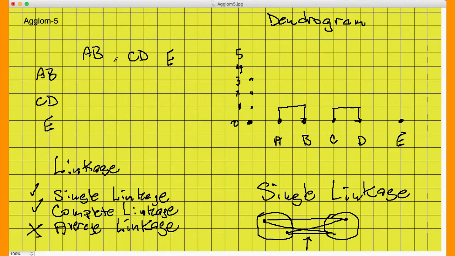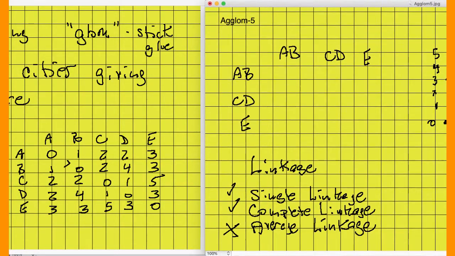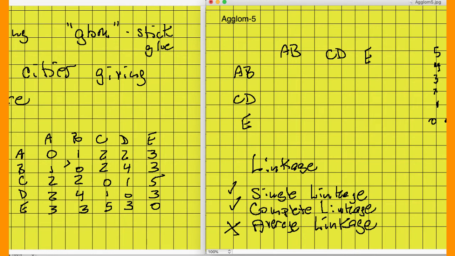So if I'm doing the single linkage, we have to go back to our original one. Now what I'm doing is I'm considering AB as a cluster and CD as a cluster. So what is the shortest distance from any point in AB to any point in CD? I think we can see over here that it's either 2, 2, 2, or 4. So the minimum of that would be 2. So the distance between AB and CD is 2.